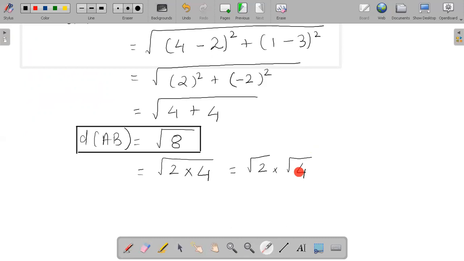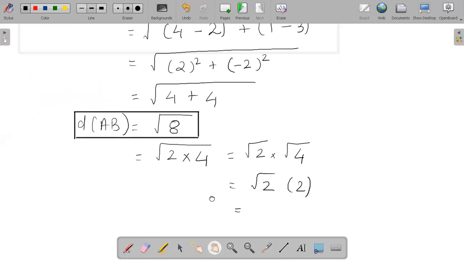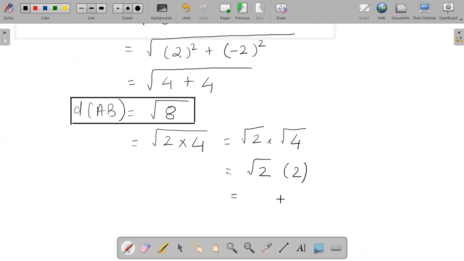Now, you know the root of 4. What is root 4? 2. So instead of root 4, just write 2. This and this, I'll write it as 2. So this, we can just rearrange a little bit. This number, we can write it in front of the root. So this becomes 2 root 2.